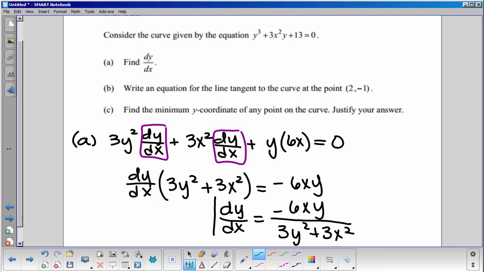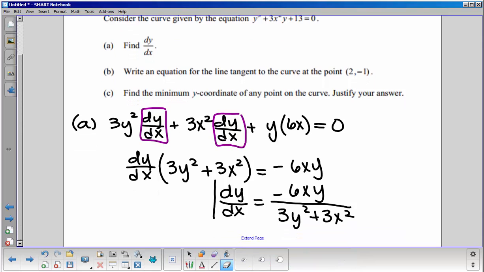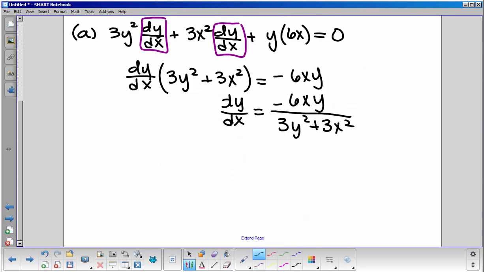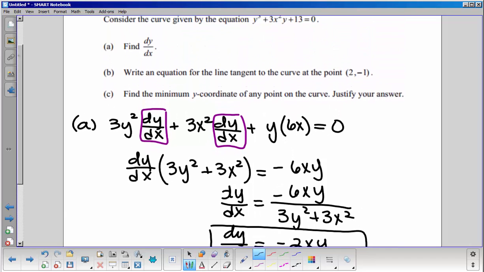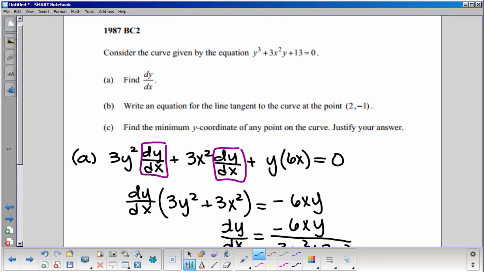Here we go. Now, could we reduce that by 3? So let's do that. Let's reduce that by 3. And so we can get dy dx then is equal to negative 2xy over y squared plus x squared. You couldn't do the one thing. No, because what do we know? We know that's equal to 0.